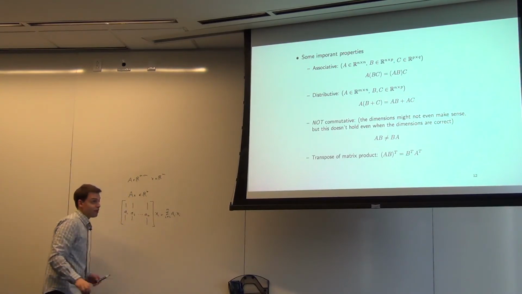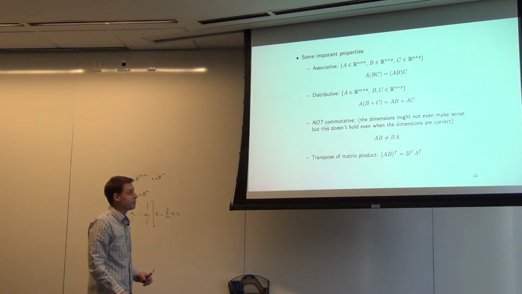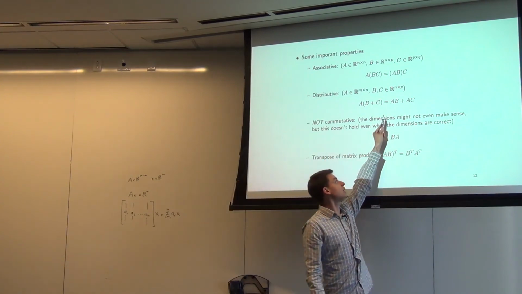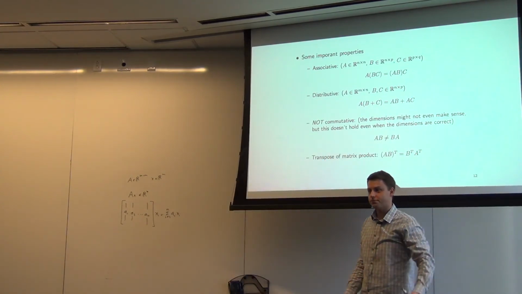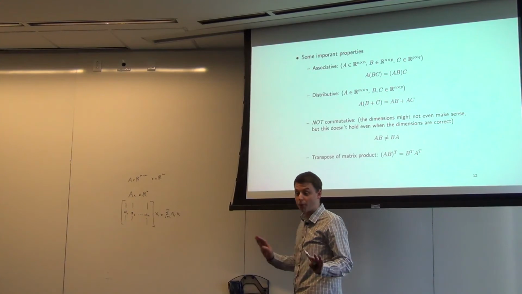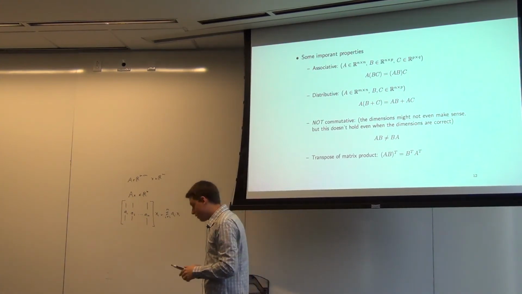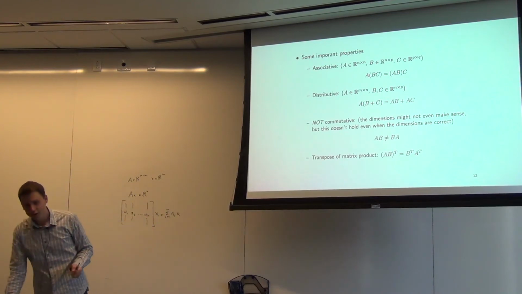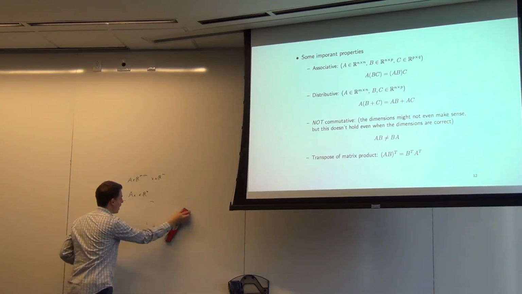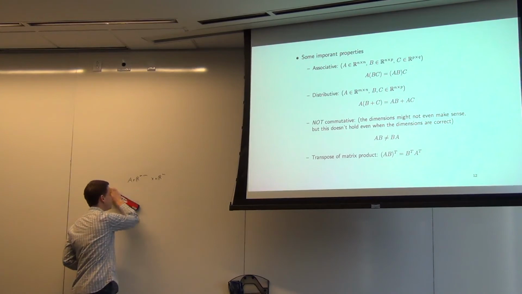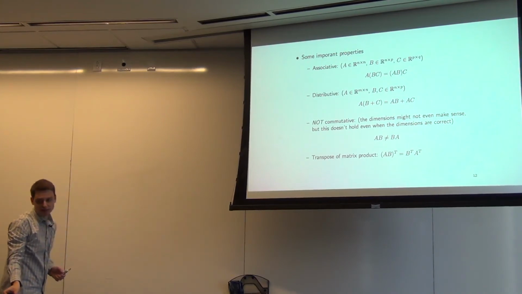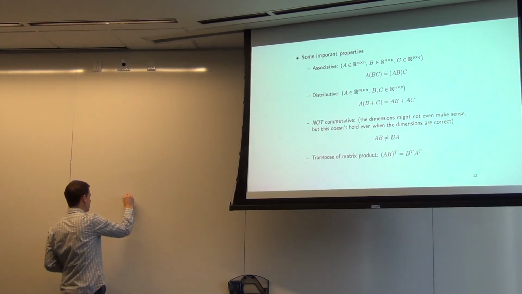It is also distributive. That means A times (B plus C) equals A times B plus A times C. Again, not always the same number of operations on the computer, but these are equivalent mathematically. Very, very important, though: unlike scalars, where A times B equals B times A, in matrices, A times B does not equal B times A.